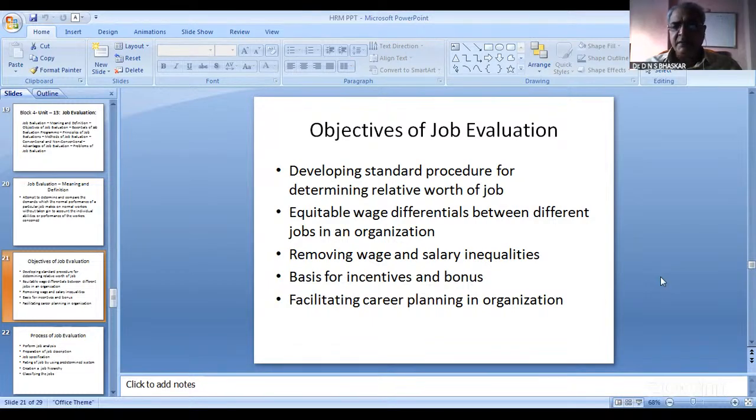And job evaluation basically acts as a basis for incentives and bonus calculations. How much bonus is to be paid, how much incentives are to be paid, and all these aspects, for that job evaluation is the basis. And facilitating career planning in the organization, and how each employee should be given training to develop their skills, develop their roles and responsibilities, how to promote an employee from one level of organization to another level, and so on and so forth.